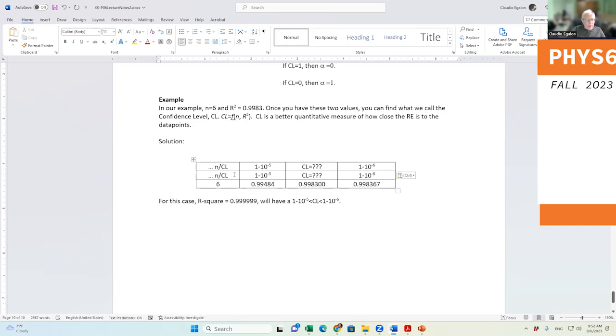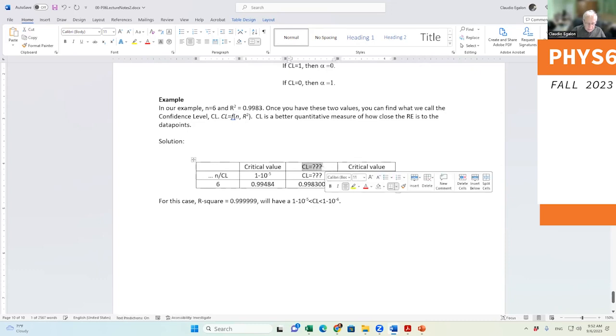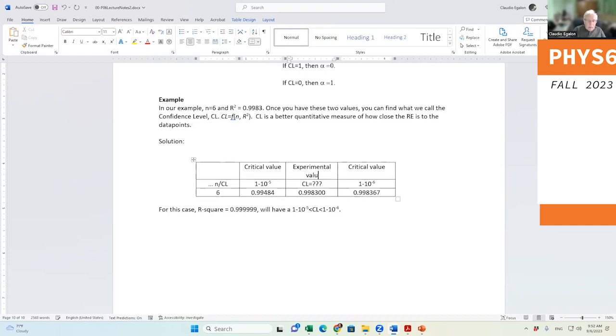Let's see here if I can put it here. I don't need to put anything like that. Let's put critical value 1, critical value, experimental value. Let's put it this way. Yeah, the final answer is going to be what you see here.